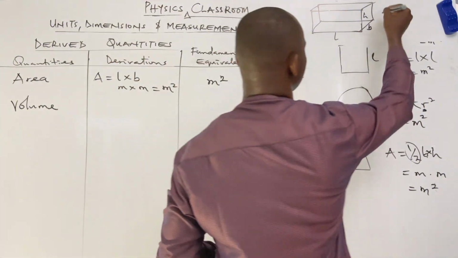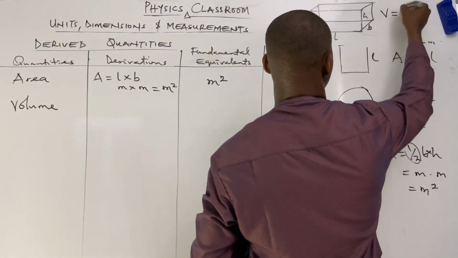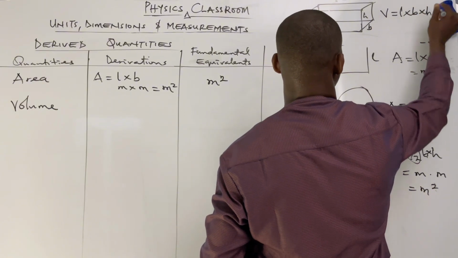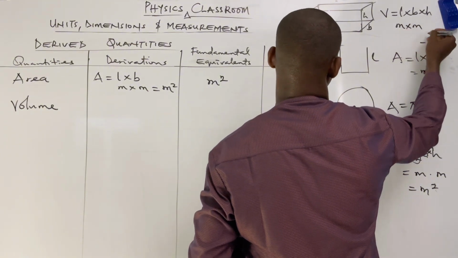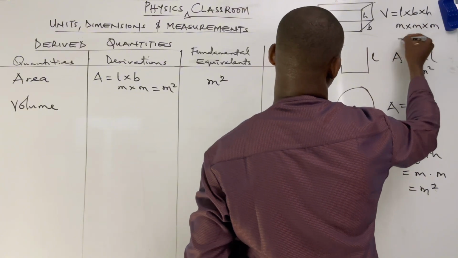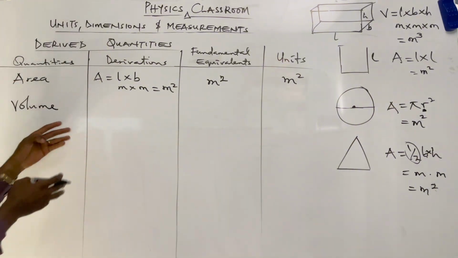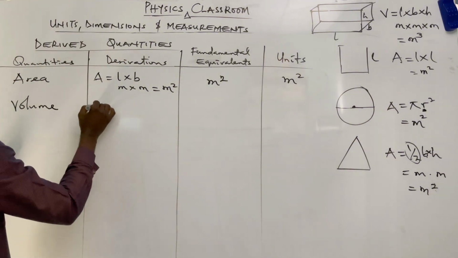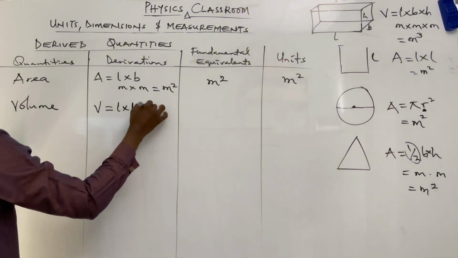So in order for us to get the volume, we can calculate the volume with this formula: length times breadth times height. Length is measured in meter, of course. Breadth is measured in meter, likewise height. So if you multiply these three, you have meter cube, which gives us a perfect derivation of volume. So we can say the volume is calculated using length times breadth times height.